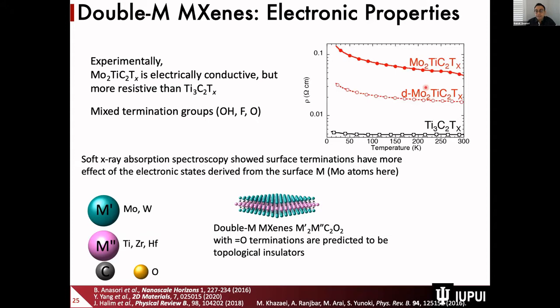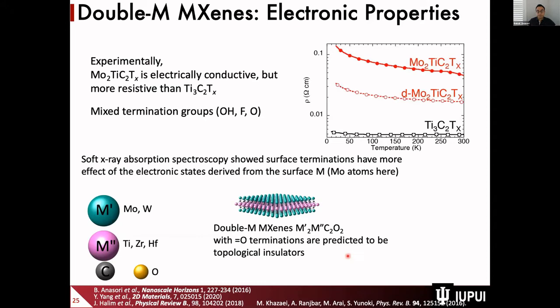More about the electrical properties and conductivity of these molybdenum phases, Joe Halim published one paper in Physical Review in 2018 that describes the conductivity very well. Recently, in collaboration with Professor May, we did soft X-ray absorption spectroscopy and found that surface termination has more effect on the outer layer, these molybdenum or chromium layers, compared to the inner layer titanium. So the electronic state of the inner layer does not really get affected by a change of surface termination, only the outer one.